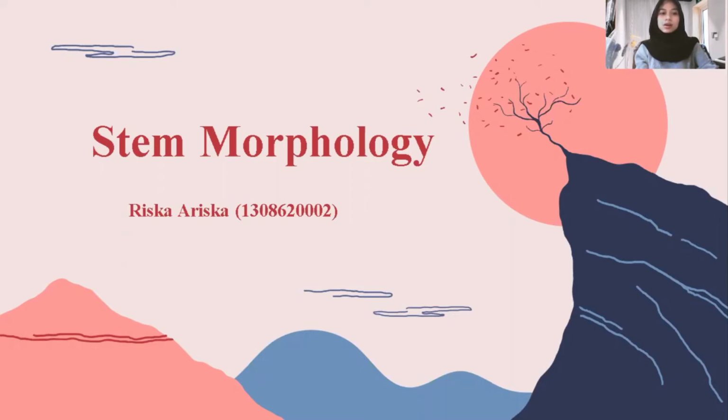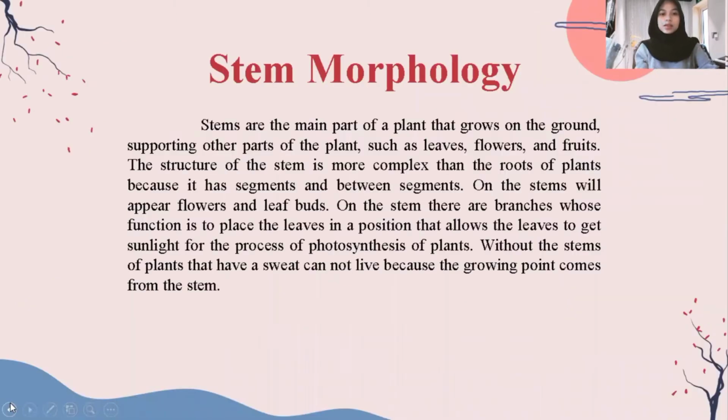On this occasion, I will explain a little material about the morphology of the stem. Stem morphology. Stems are the main part of a plant that grows on the ground, supporting other parts of the plant, such as leaves, flowers, and fruits.